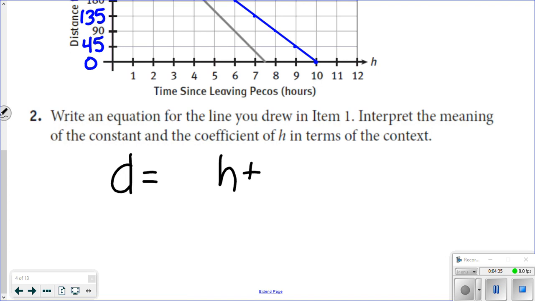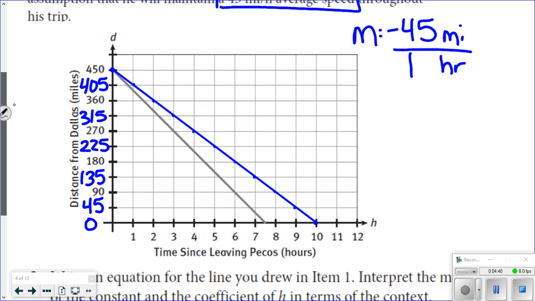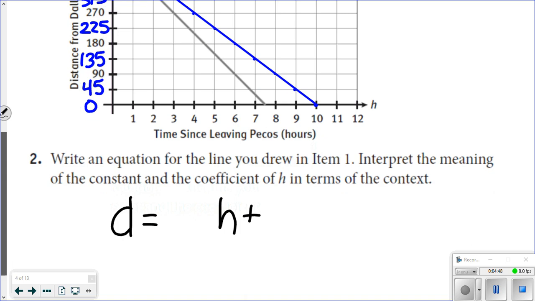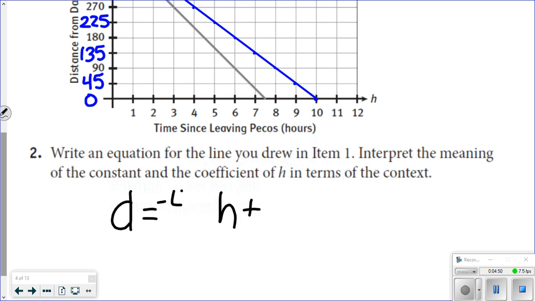We're driving 45 miles per hour, but because our distance from Dallas is decreasing, our line is going down. So we have a negative slope. So we're going to say negative 45. Although when we're talking about speed, we use positive numbers. We say we travel at a positive 45 miles per hour, plus, what's our starting distance or our y-intercept, our beginning point? It's 450 miles, so that has not changed.